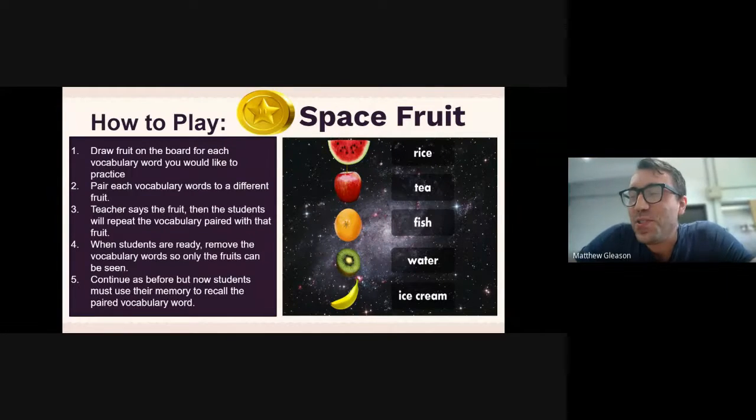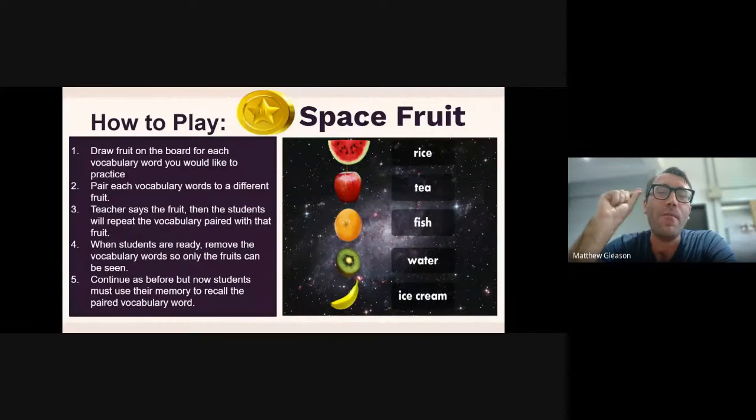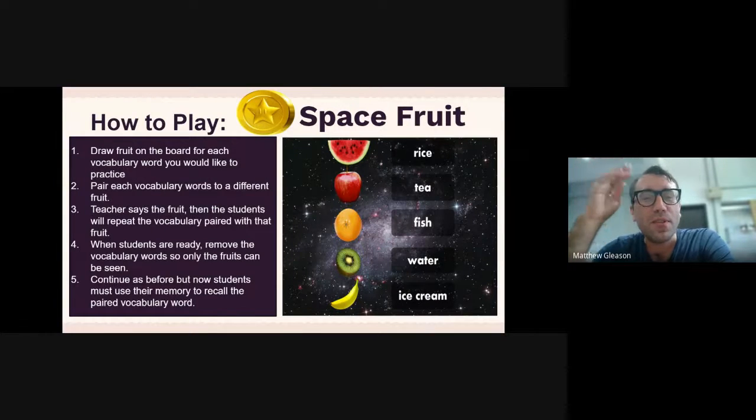Space fruit is an interesting game. What we're doing with space fruit is a memory game, actually. Space fruit is going to pair a random picture, in this case, fruit. We're going to pair fruit with our vocabulary words. I think it's a little confusing here. I should have done a non-food related vocabulary. It probably would have been better, like, let's say sports, but I'll change that for next time.